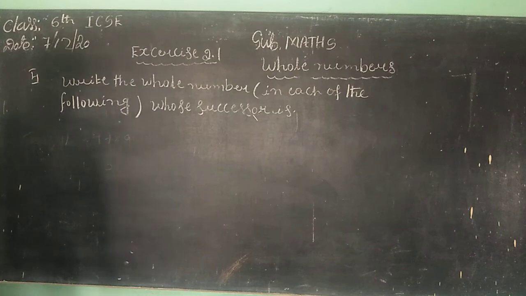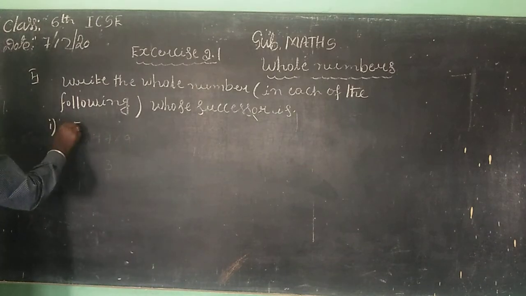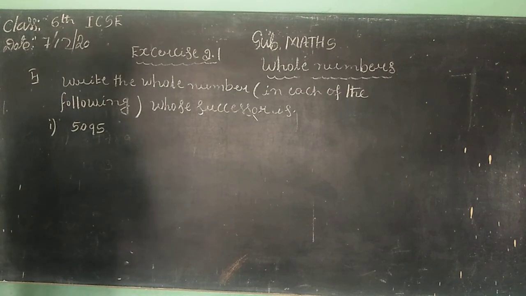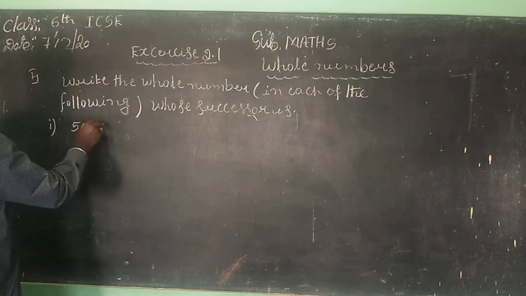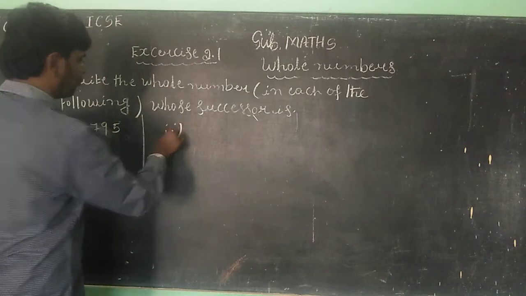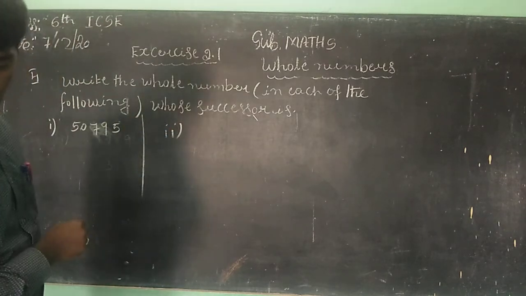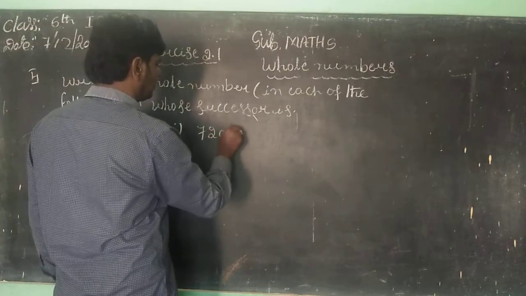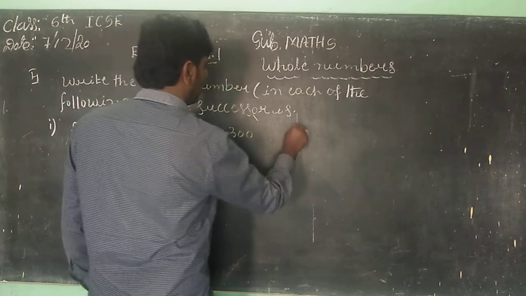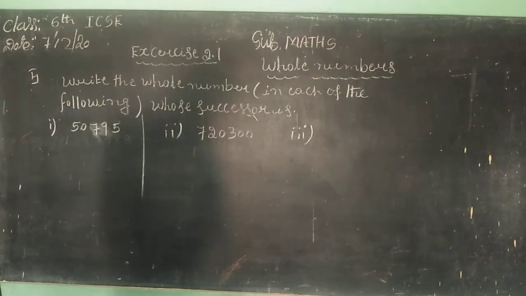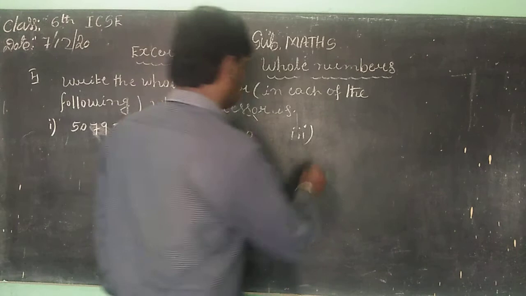Say, children, what is that question? First question is 50795. Correct, children. 50795. And the second one is 720300. Third one is 830000.